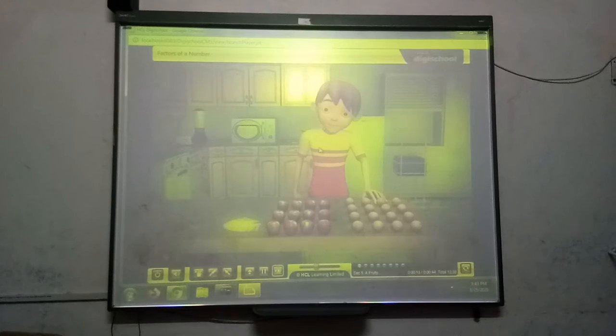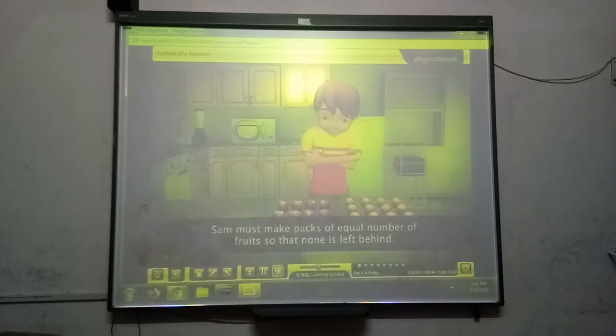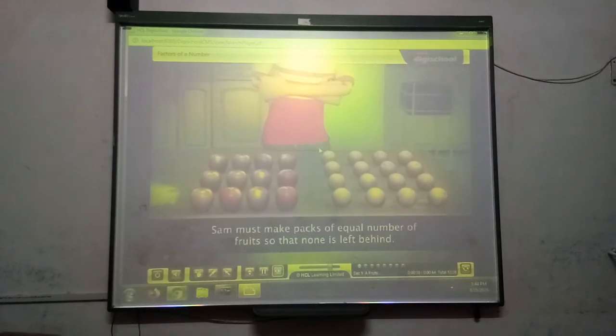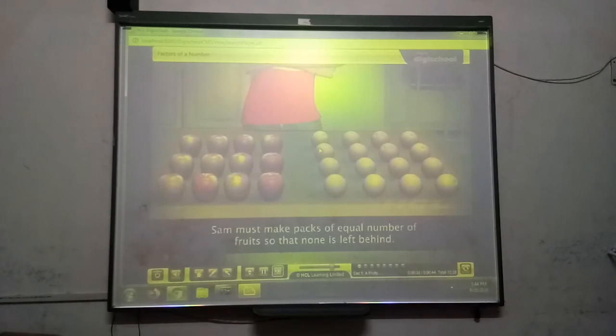Sam is seen with some fruits. Sam must make packs of equal number of fruits so that none is left behind. This is a very interesting challenge, Sam. Let's see in how many ways we can pack the fruits so that none is left behind. We can do so by finding factors.